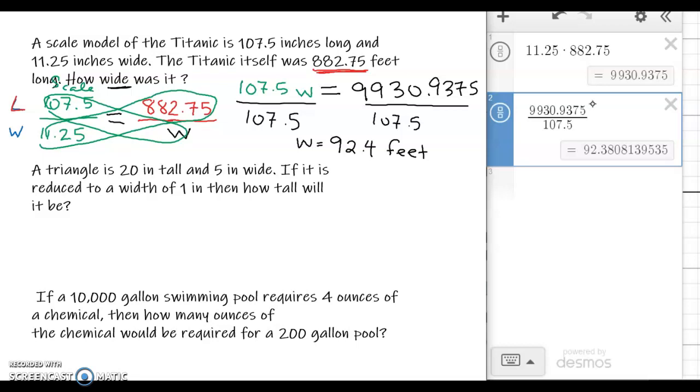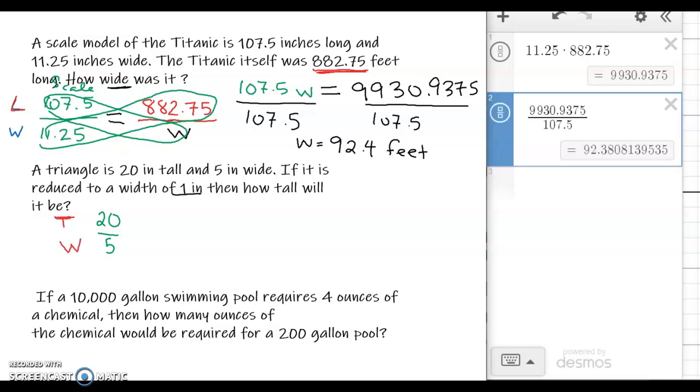So let's just do another one to make sure. A triangle is 20 inches tall and 5 inches wide. If it is reduced to a width of 1 inch, then how tall will it be? So here I'm going to compare my 20 to my 5 because this is the first triangle. Same idea here. This is how tall, this is how wide. So I'm going to use the words of the word problem, tall, wide.